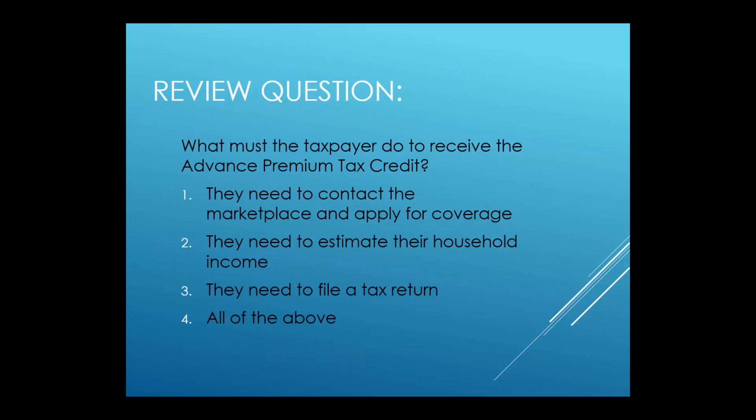Let's take a look at another review question. What must the taxpayer do to receive the advance premium tax credit? They need to contact the marketplace, apply for coverage. They need to estimate their household income. They need to file a tax return, or all of the above. Of course, the correct answer is all of the above.